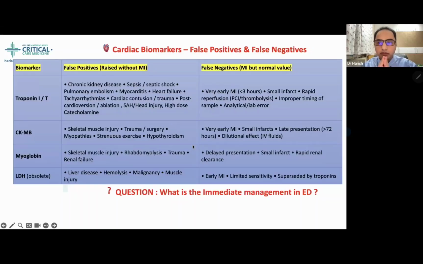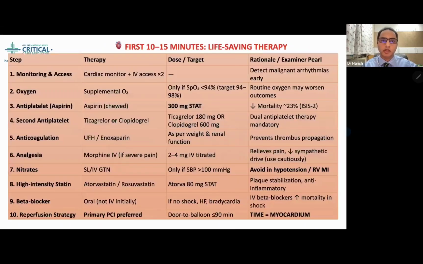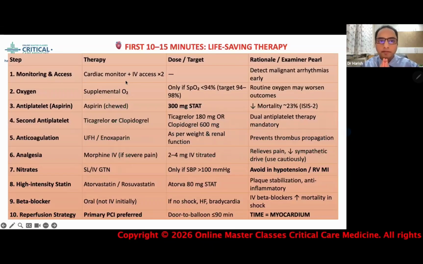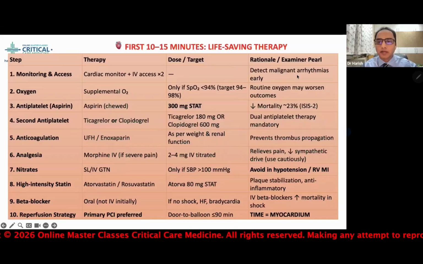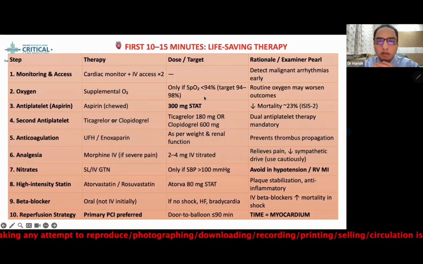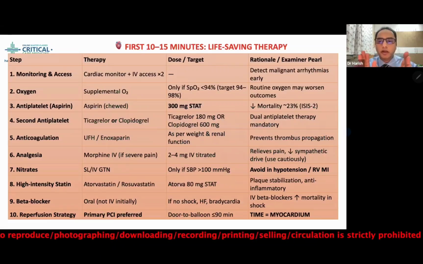Next, coming back to the patient management. What is the immediate management the emergency department will do? The immediate 10 to 15 minutes are very, very life saving, so we need to target certain therapies on a priority basis. Monitoring and access: attach a cardiac monitor, and get at least two IV accesses, which helps in detecting malignant arrhythmias if you monitor continuous ECG for this patient. Supplement oxygen only to maintain saturation more than 94%, because hyperoxemia is going to have a worse outcome.